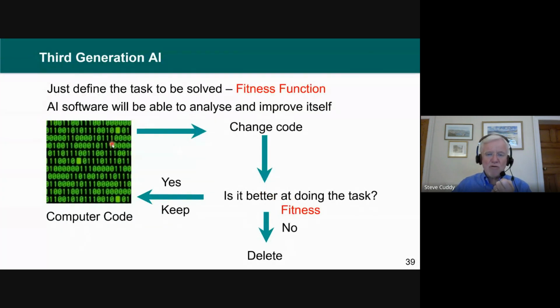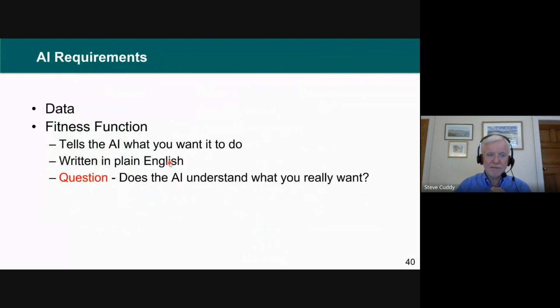Now, as it's doing this quite randomly, most of the changes in code will be poor and it will crash. And these will be deleted. But because it's going around this loop a million times a second, it doesn't matter, because it will soon find a way to improve itself.